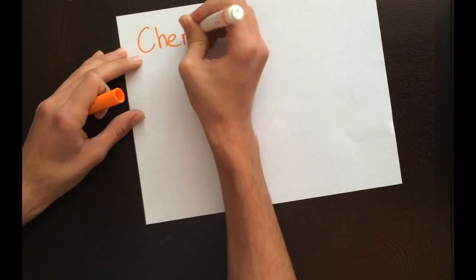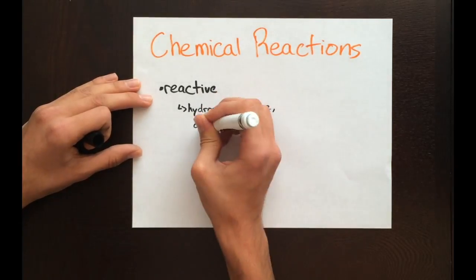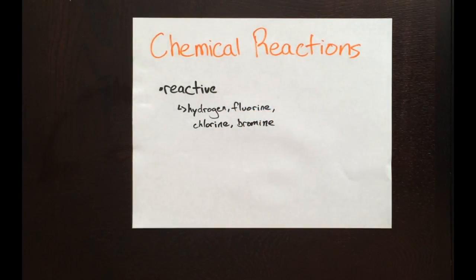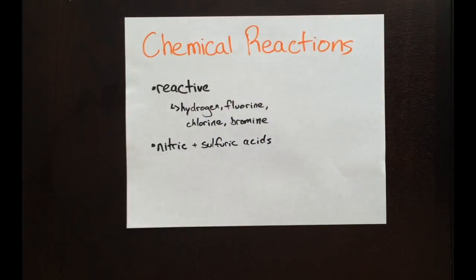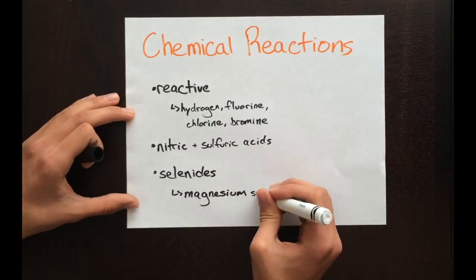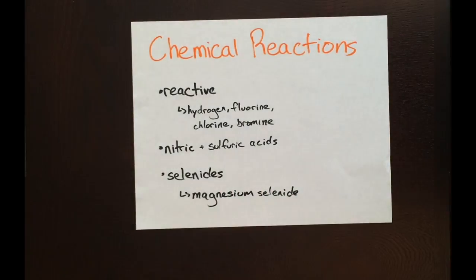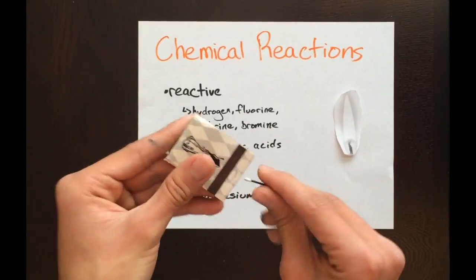Selenium is reasonably reactive. Some of the substances it combines easily with are hydrogen, fluorine, chlorine, and bromine. In addition, selenium combines with both nitric and sulfuric acids. When selenium combines with some metals, it forms selenides, such as magnesium selenide. When magnesium selenide burns in oxygen, a blue flame can be seen as it forms selenium dioxide.